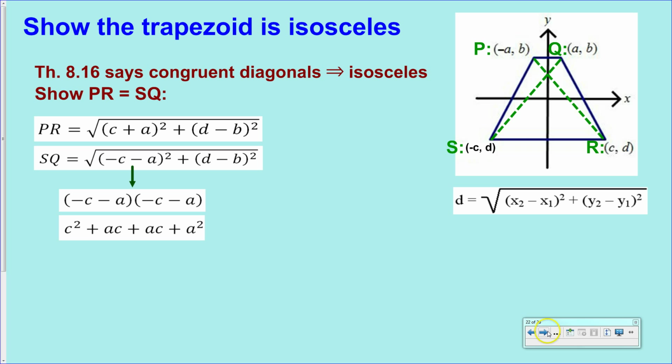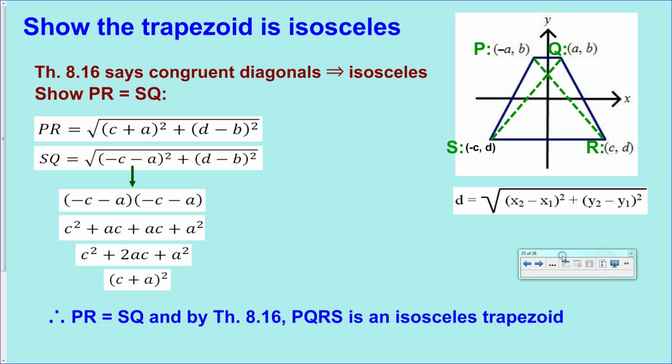We can start recombining stuff, combine like terms. And then this is a perfect square binomial that has been FOILed. So this is a special case, and we can factor this back into (c plus a) squared. So we did all that work basically just to get out a negative so that we can make that term look exactly like this term. And now that it does look exactly like those two things, we can now say that these two distances are identical, and therefore the lengths of the diagonals are identical, and therefore by theorem 8.16 PQRS is an isosceles trapezoid.